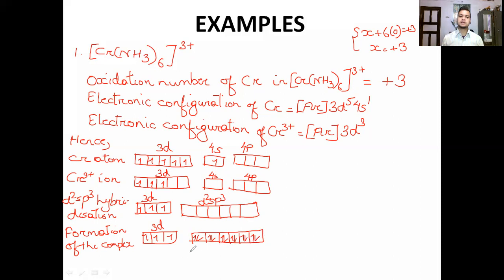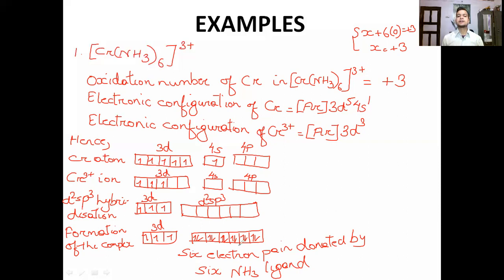Just to make it clear, you can mention over here that 6 electron pairs are donated by 6 NH3 ligands. That is how we can understand where the 6 pairs of electrons are coming from.